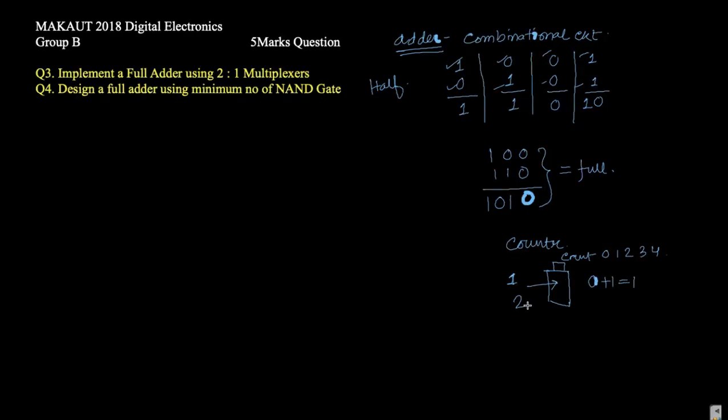Again, the second number when entering through the gate, then 1 plus 1 is equal to 2. It means that the second time the output is dependent upon the previous output. The third time the output is dependent on the previous output. So a counter is nothing but a sequential circuit.